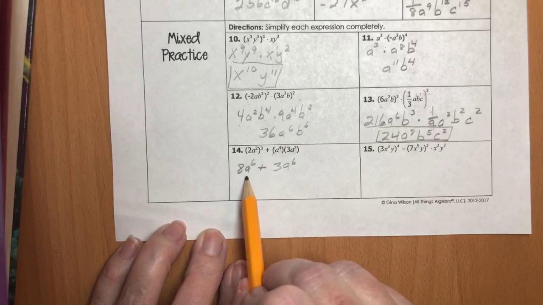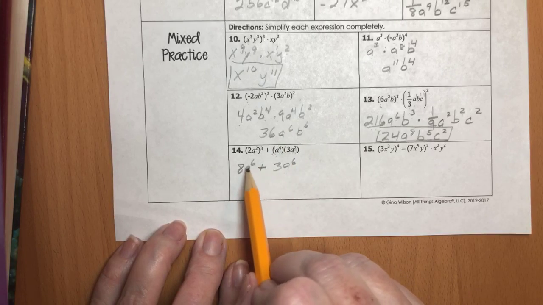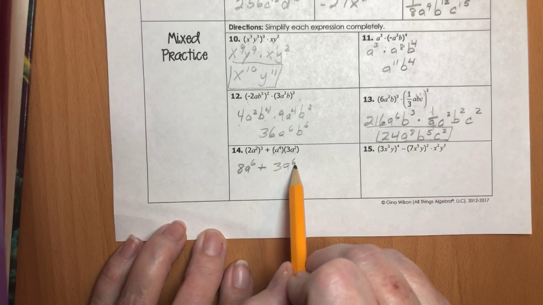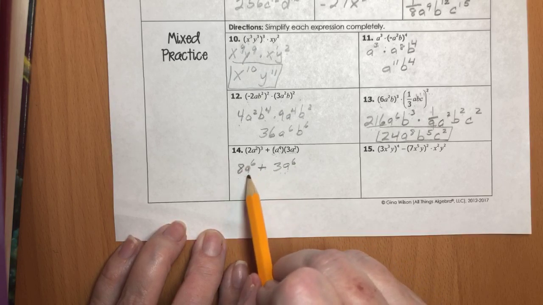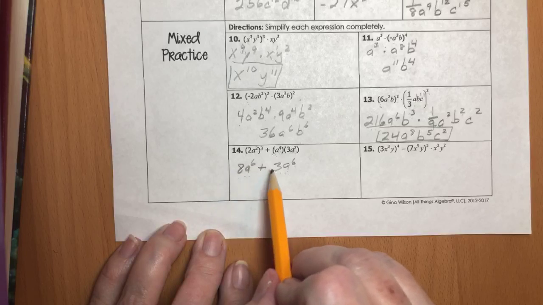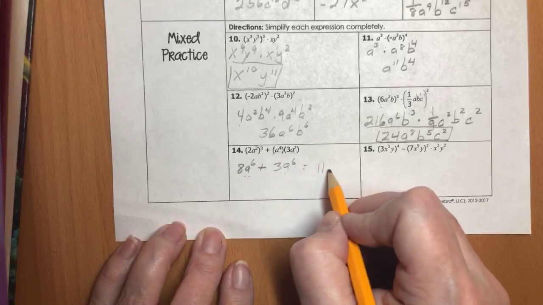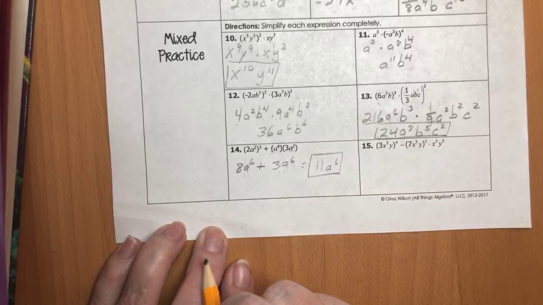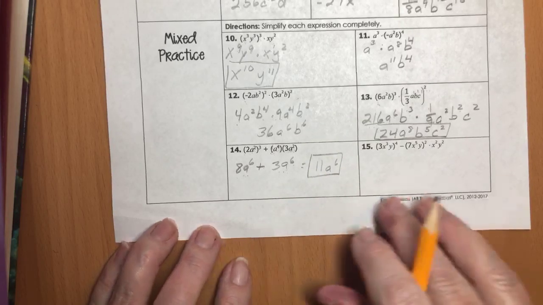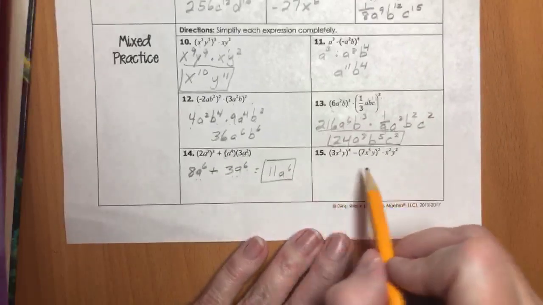So now, are these like terms? A to the 6, A to the 6? Yes. So can we add these together? Yes. Are we going to change this? No. 8 plus 3 equals 11A to the 6th power. And there's our answer.